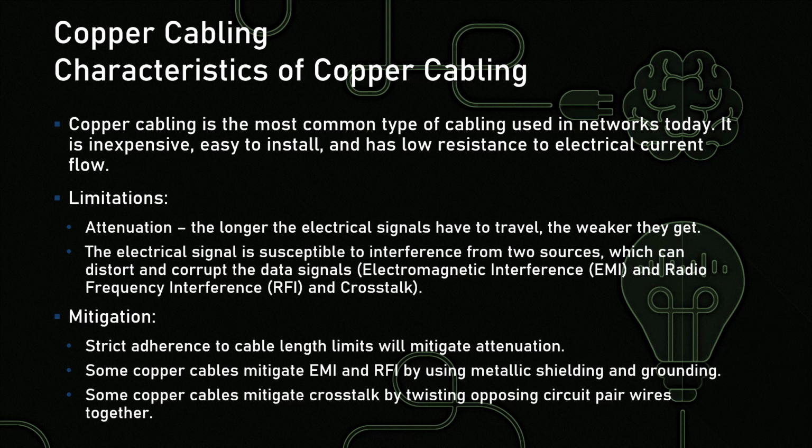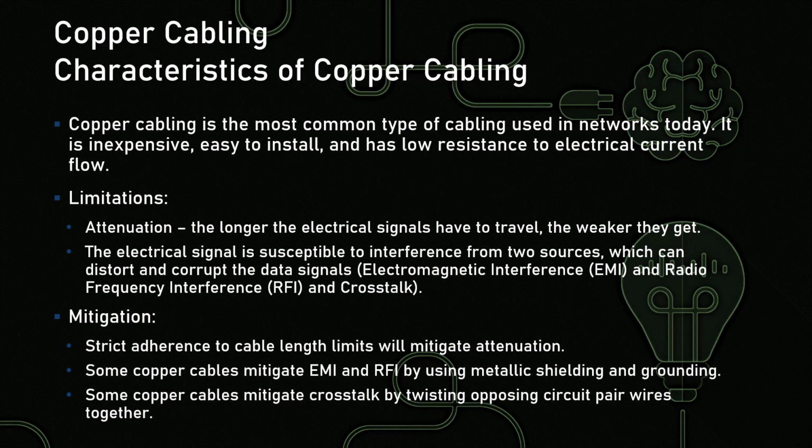So how do we mitigate that? Well, making sure that we fix our length limits will help to keep that under control. And we can also mitigate EMI and RFI by using metallic shielding and grounding. This is the use of what's called a shielded twisted pair cable, or STP. We can also mitigate crosstalk by twisting opposing circuit wire pairs.